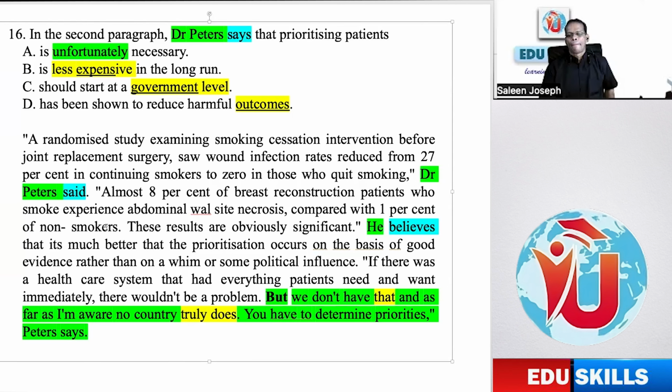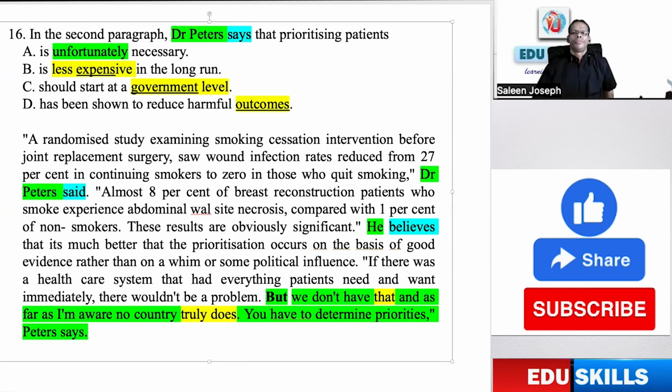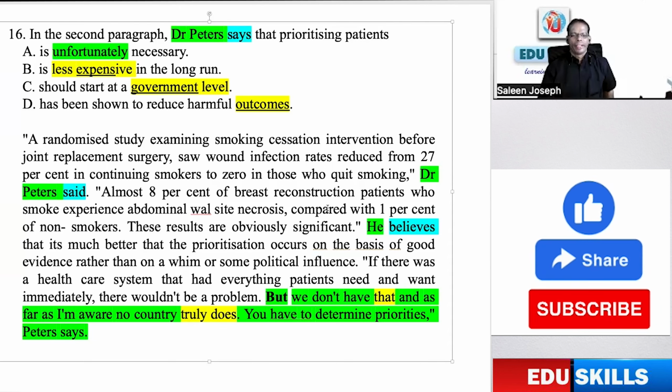Excuse me, Father. That evidence you are telling, two evidence are showing D option is there, no, Father? Reduce harmful outcomes. Why can't we choose that one, D option? Prioritizing patients has been shown to reduce harmful outcomes. Do they speak anything about outcome? No, they are telling necrosis that percentage and percentage is reduced like that. Reduced in whom? Almost non-smokers or those who quit the smoking.